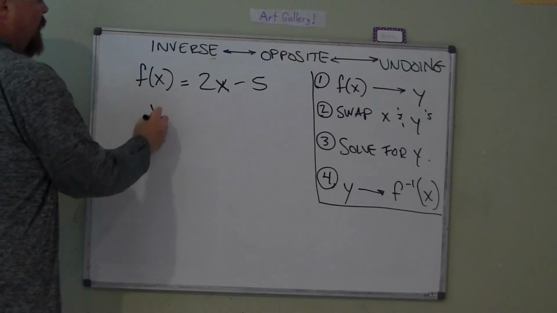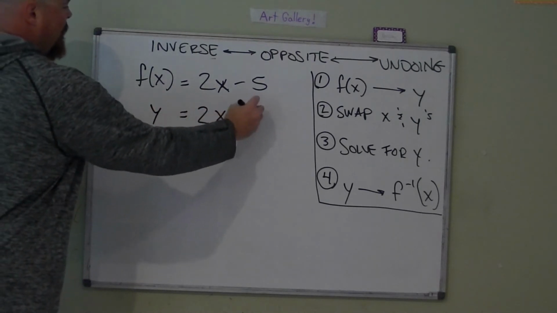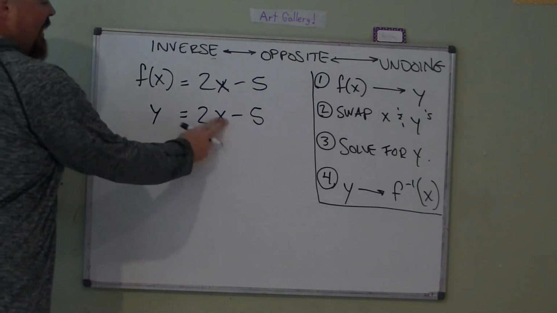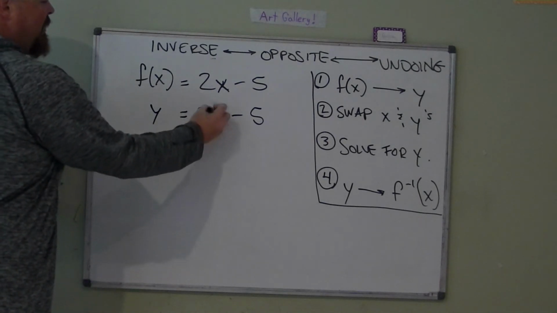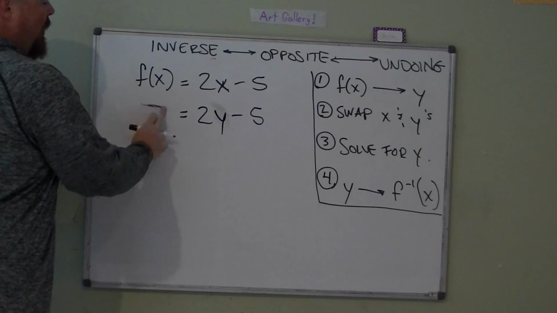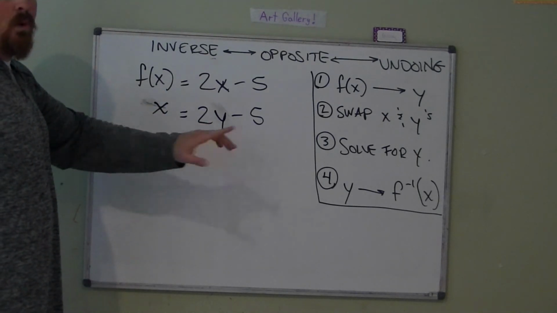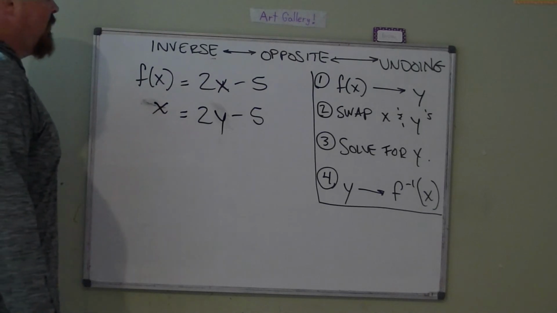So let's go through this step by step. Change the f of x to a y. That's a simple step. Then we swap the x's and the y's. Everywhere we see an x, I'm going to change it to a y, and that one y becomes an x. You may have more than one x to turn into a y. That's not the case now, but down the road it will be.